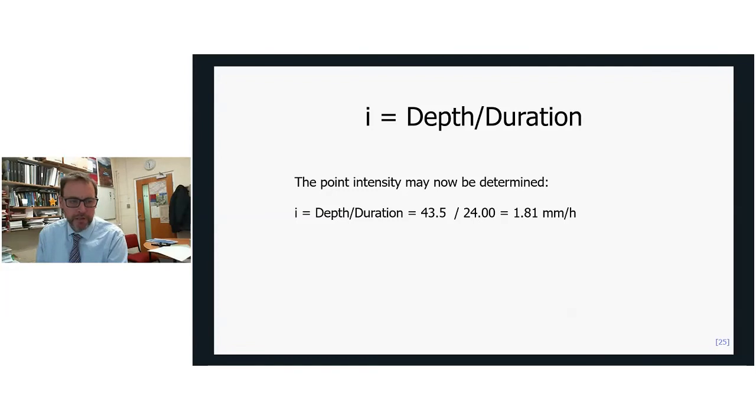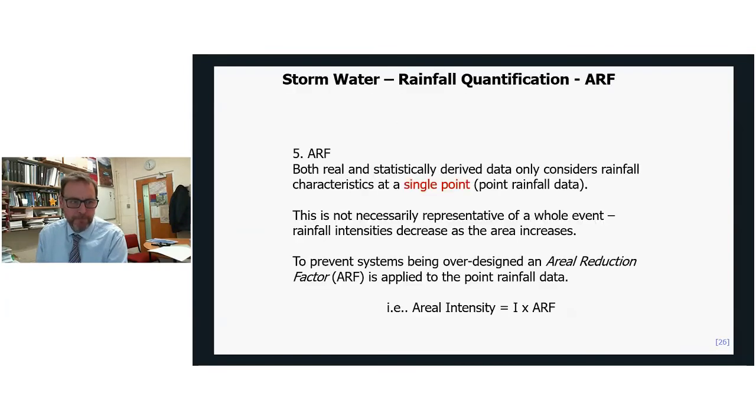Okay, so it's just taking the total depth and dividing by the duration. So it gives us that. Right, areal reduction factor. If our catchment's quite small and we're looking at quite an extreme event, it's relatively easy for a cloud big enough to cover the whole of that catchment to rain on the whole catchment at the same time.